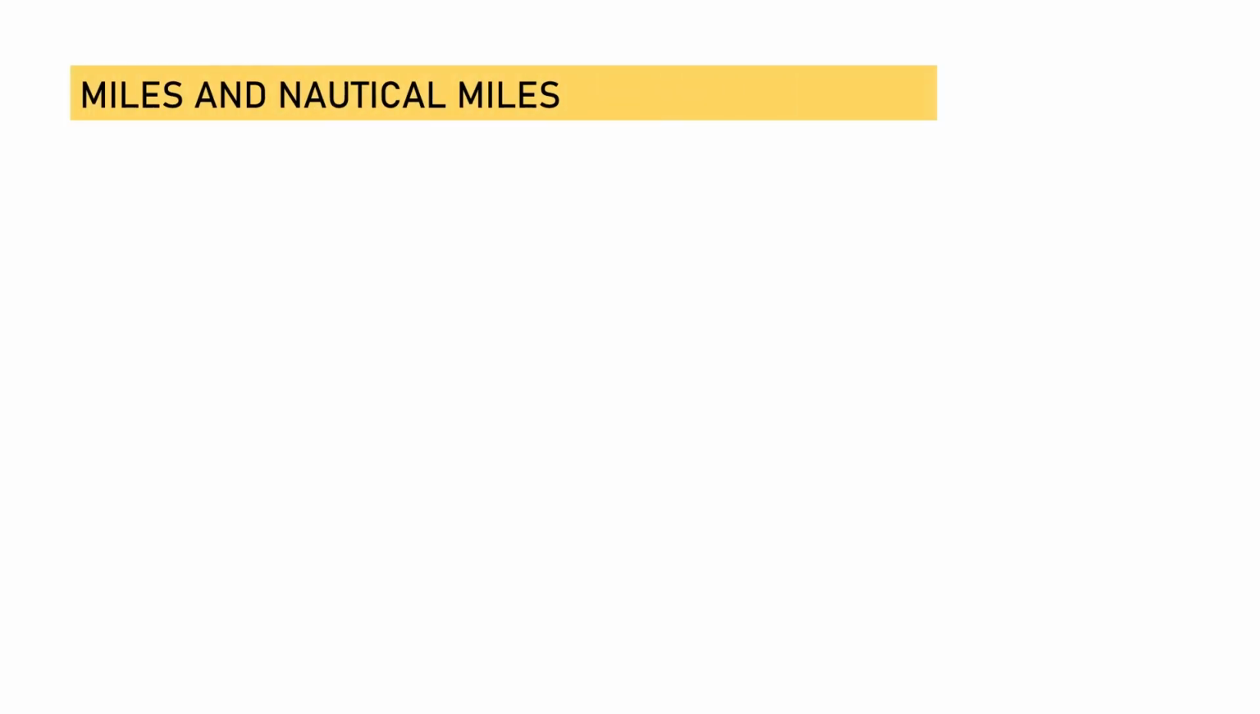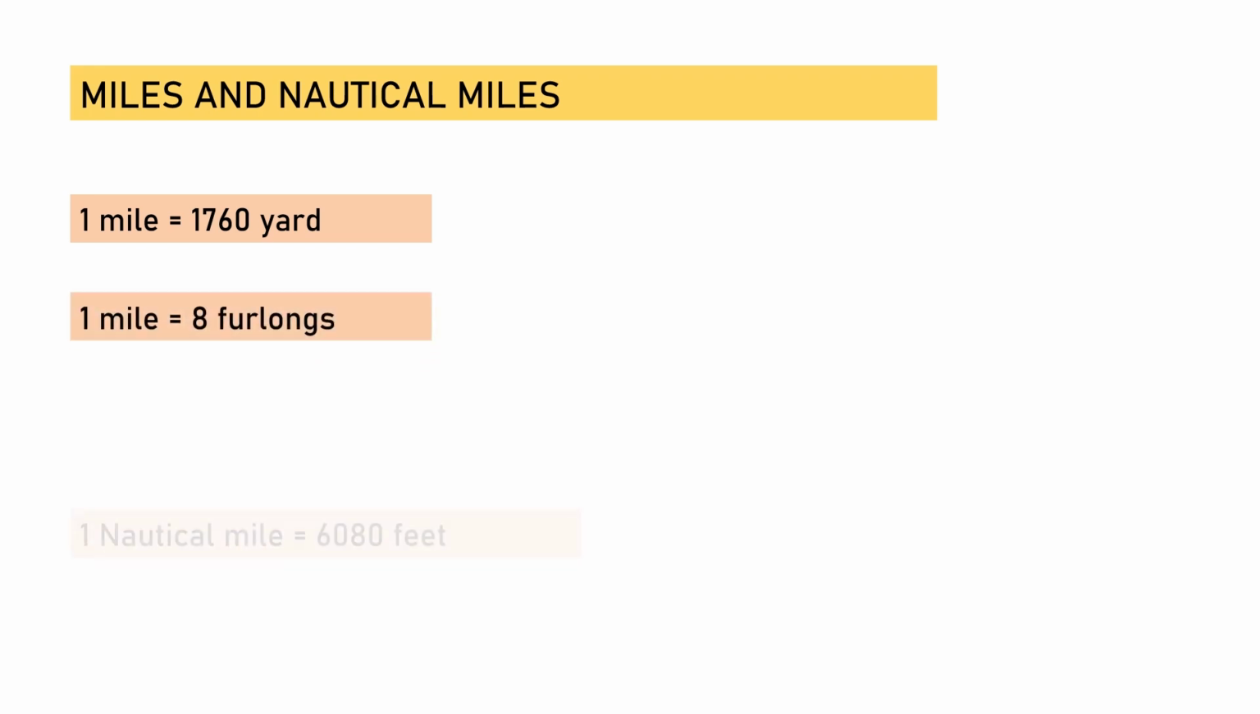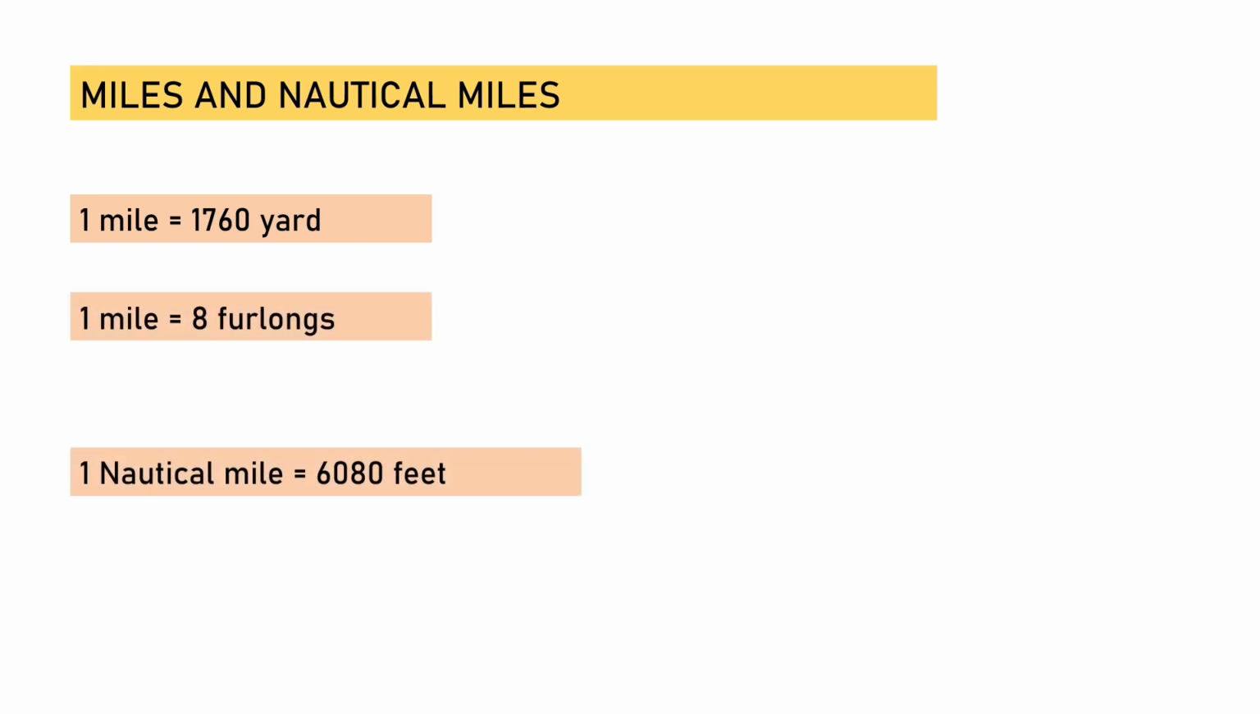Now, let's discuss miles and nautical miles. 1 mile equals 1,760 yards, which is equal to 8 furlongs, while 1 nautical mile equals 6,080 feet. We have already discussed the relation between yards and feet to centimeters and centimeters to meters, and vice versa. If you study the above relations, you can convert to any possible units as required.